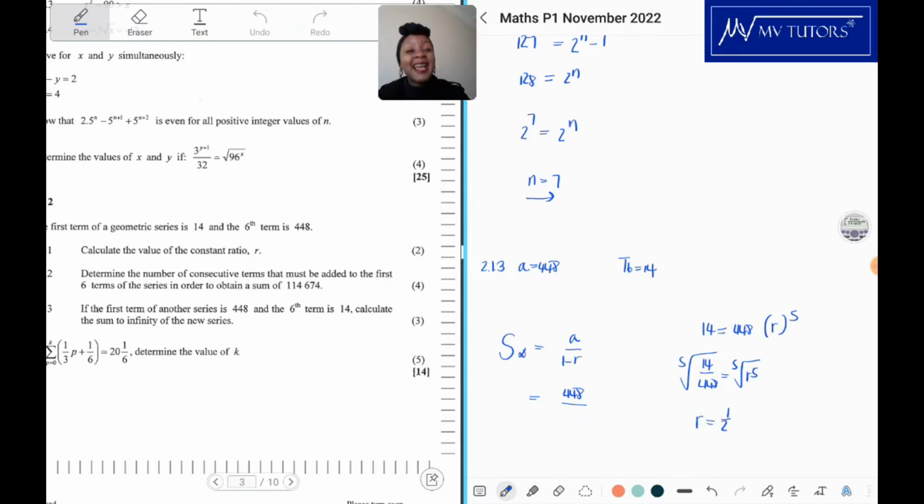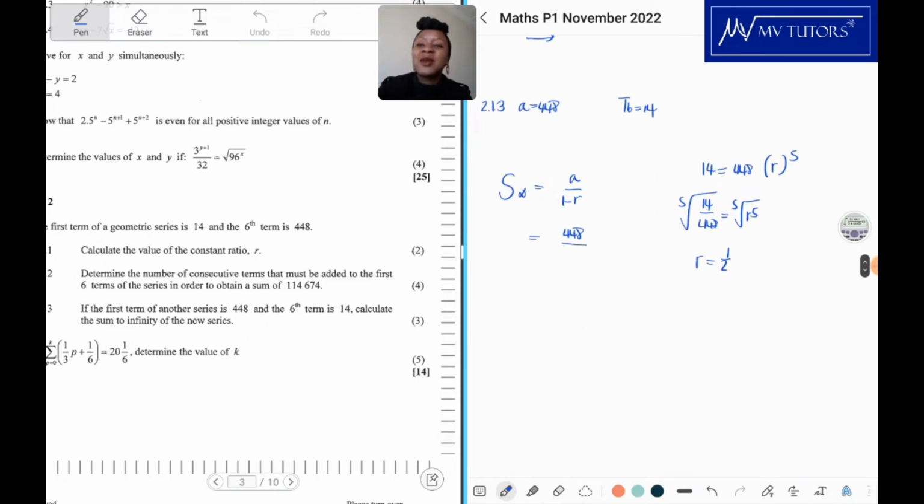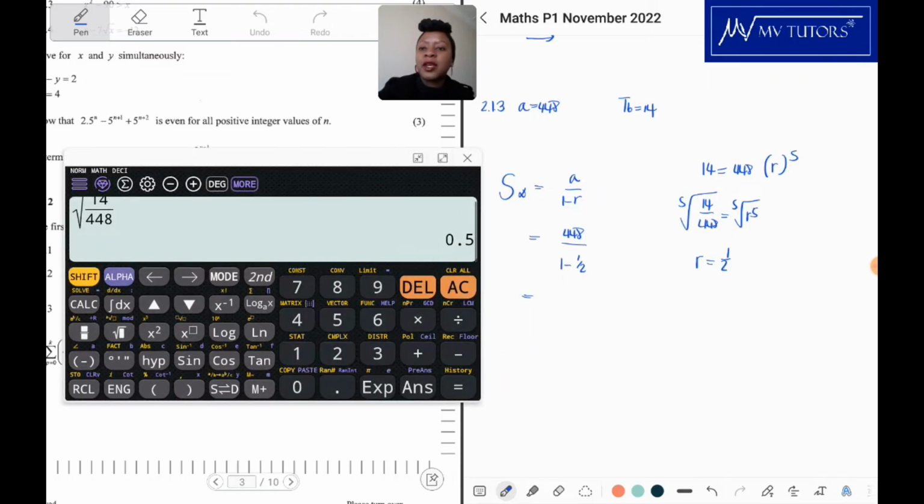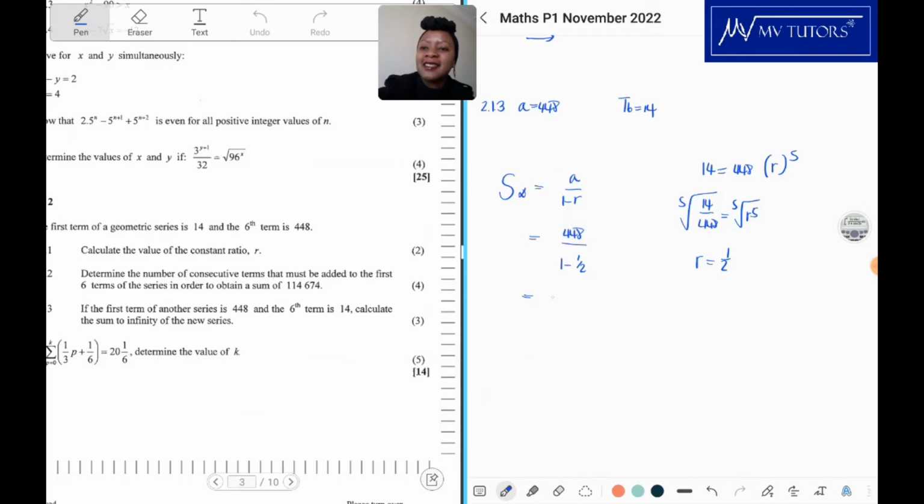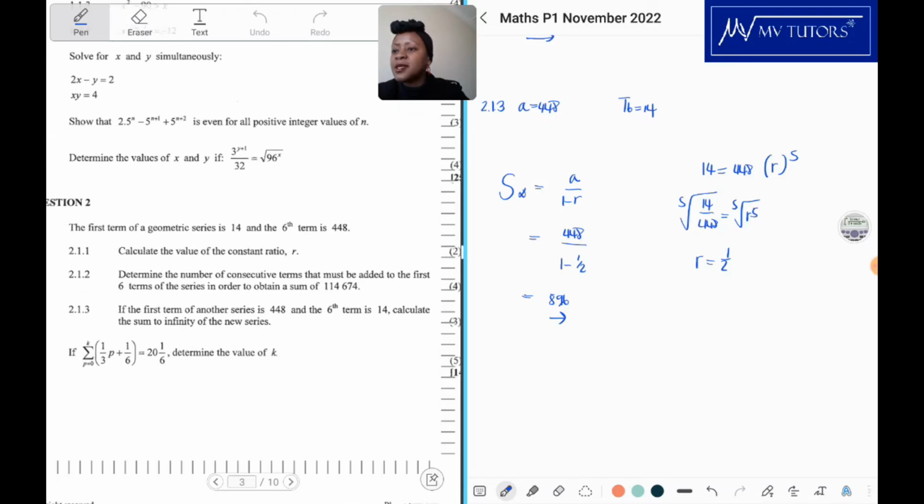Okay, and as it should, because for series that are infinite, you should have r in between -1 and 1. So 2 wouldn't have worked. We needed something that was less than 1. Okay, so now we have 1 minus a half. And now we can work it out. In the numerator, we have 448. In the denominator, we have a half. So we have 896. Okay. So yeah, that is the sum to infinity for the new series.